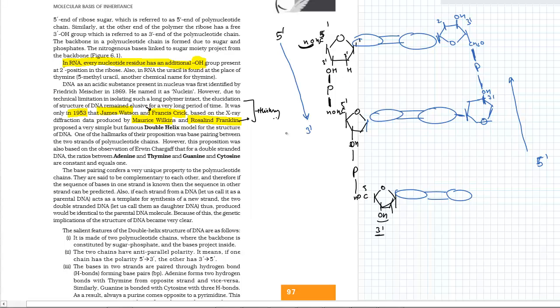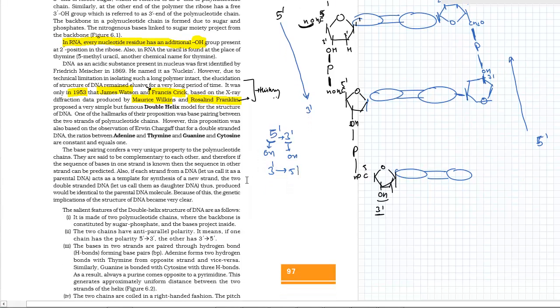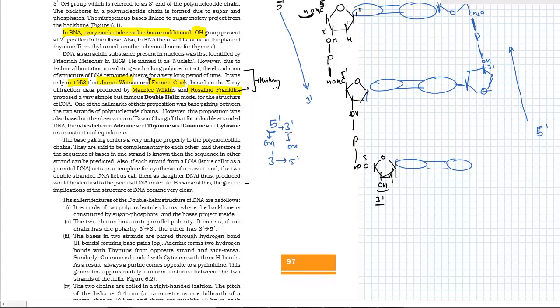So now you know what the 5' and 3' polarity is. It means the DNA strand has got a 5' OH group free and a 3' OH group free. So this is the polarity. Either it can be 5' to 3', or it can be 3' to 5'. So this was the structural aspect of the DNA.